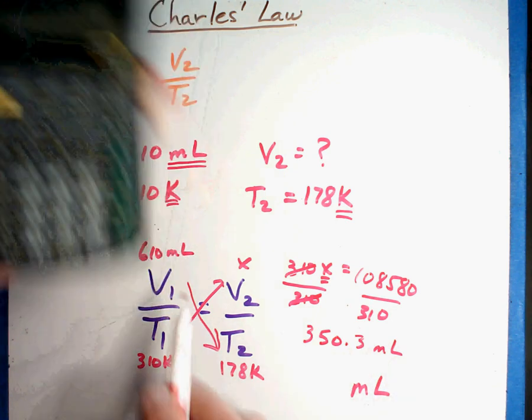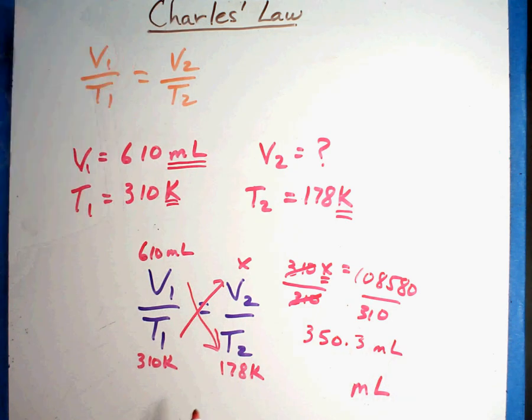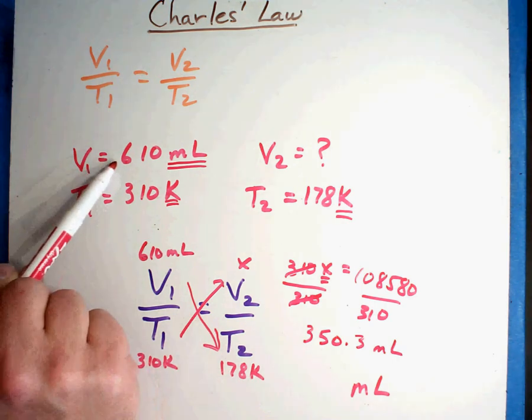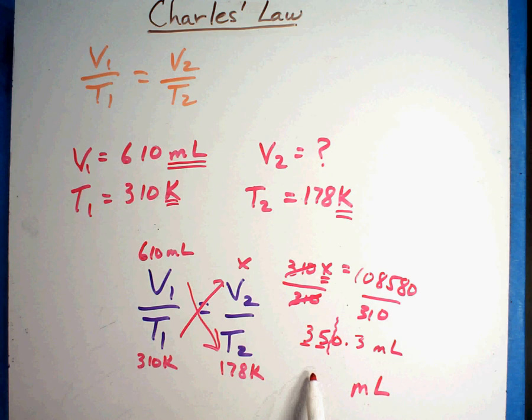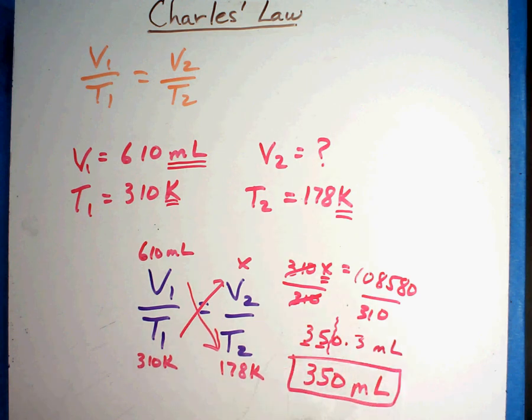How do I know milliliters? They should match. Check my sig figs if I'm doing this on the computer. Original numbers, 2 sig figs, 2 sig figs, 3 sig figs. So I go with 2 sig figs. 1, 2, I stop my number there. 0 is a placeholder and I need it to get to the decimal. My answer would be 350 milliliters if I were on the computer.